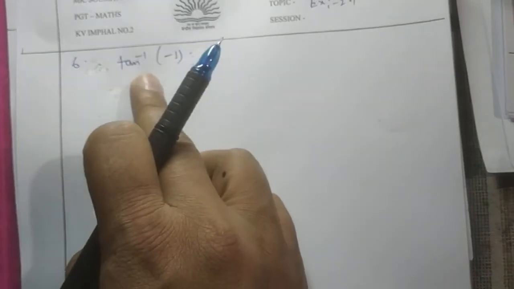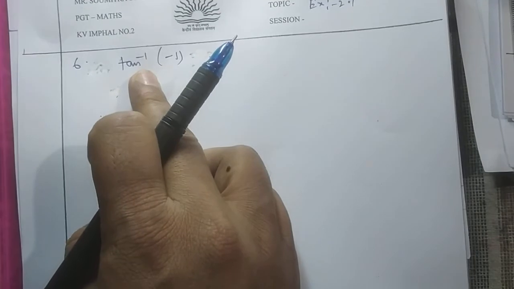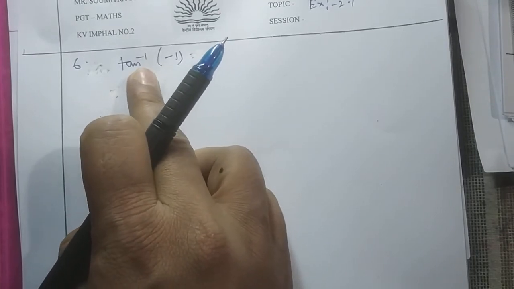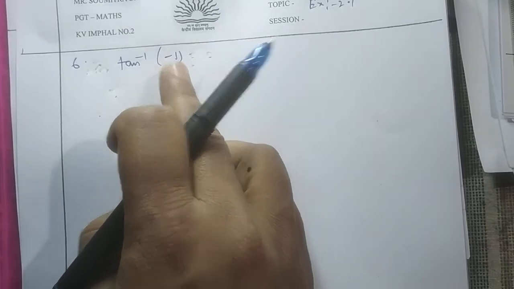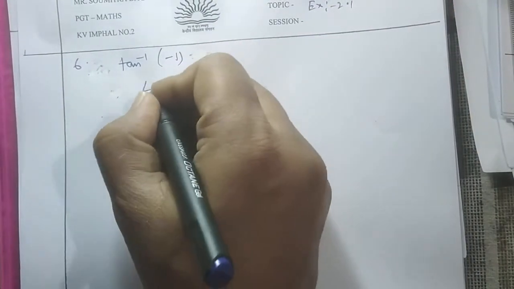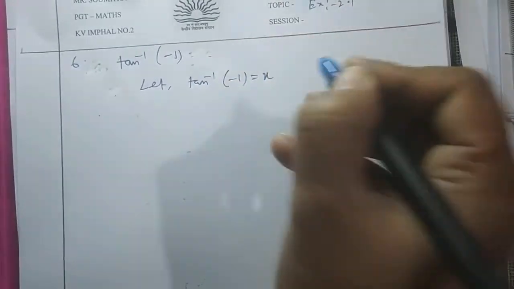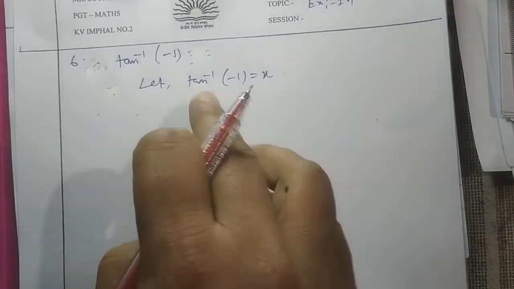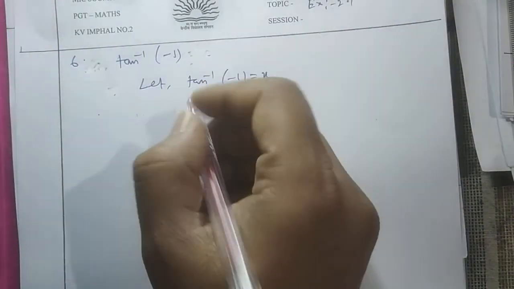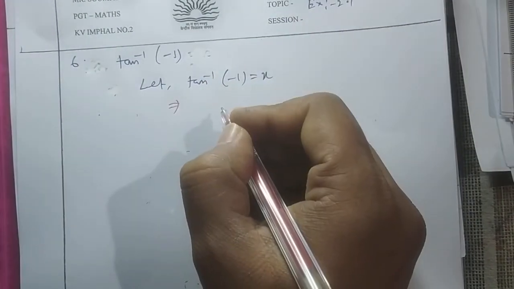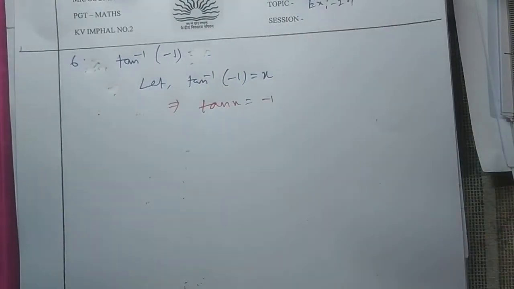Now let us come to question number 6. What is told here? In the similar manner, we have to find out PV for the given ITF tan inverse minus 1. So how to start first? Already we know. Let tan inverse minus 1 equal to x. So from here we can say, like previous, tan x will be equal to minus 1. Correct?